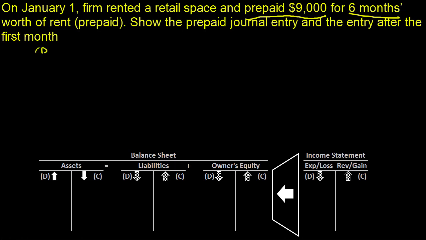The first entry here, we're going to get a debit and a credit. And in the first entry we definitely have cash that's leaving, right? Our assets are going down because cash is going out the door. Cash of $9,000 is going out the door. Boom, right? Cash, $9,000. That is gone.